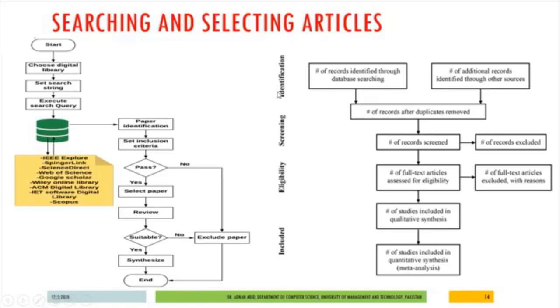This portion can also be divided into four different steps, as we can see from the diagram on the right: identification, screening, eligibility, and inclusion of the article. Again, we search through the databases and other possible venues as well, if required. Then we remove the duplicate articles, because when we find articles from Google Scholar and IEEE Explore and all that, there is a possibility that we have duplicates. We remove the duplicates.